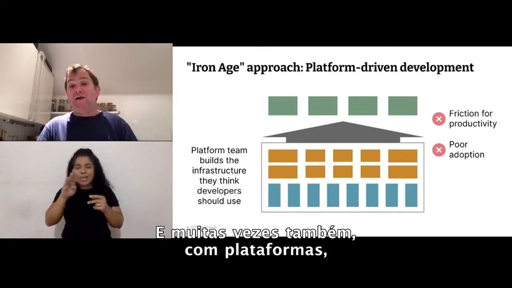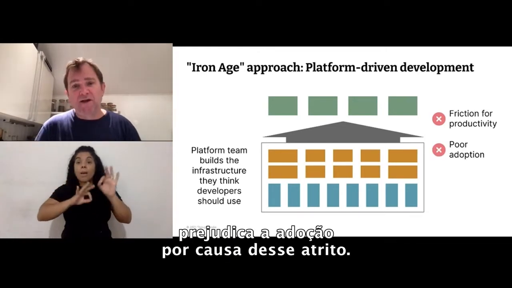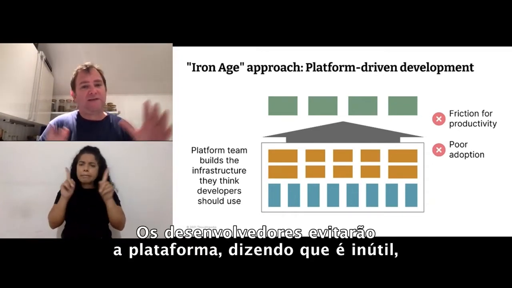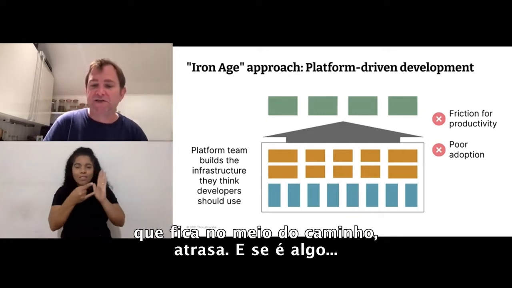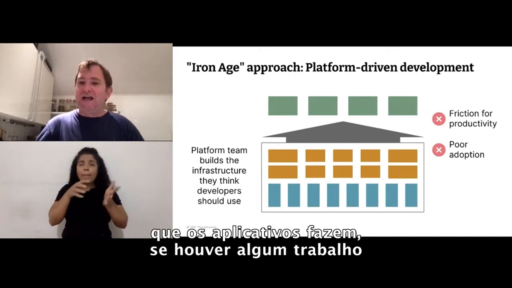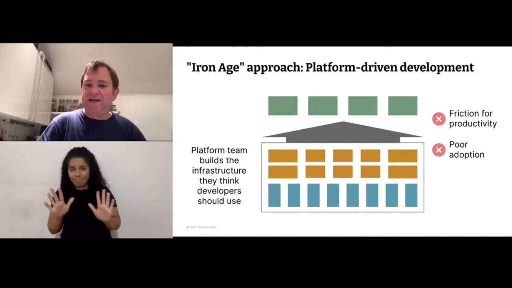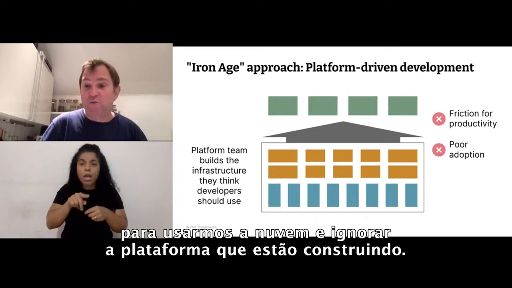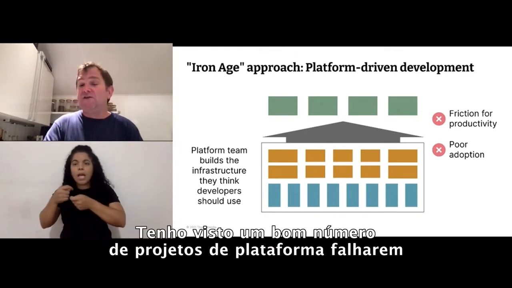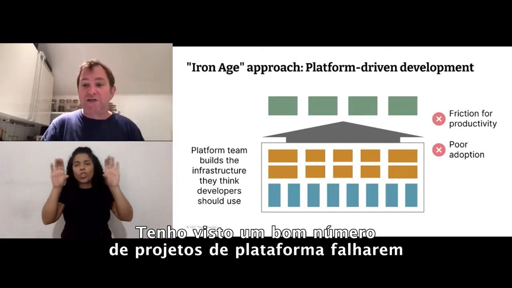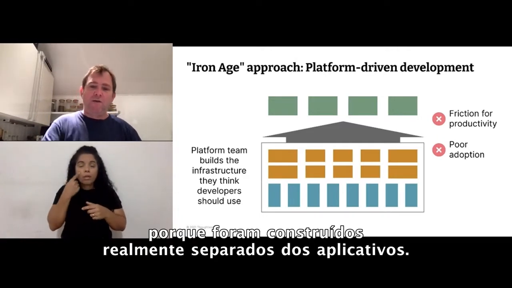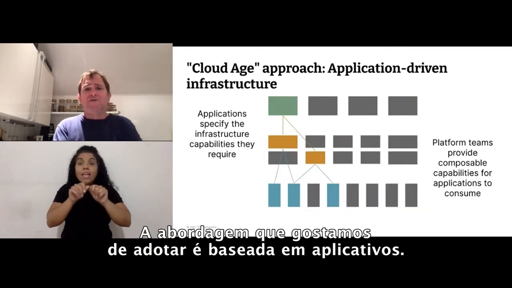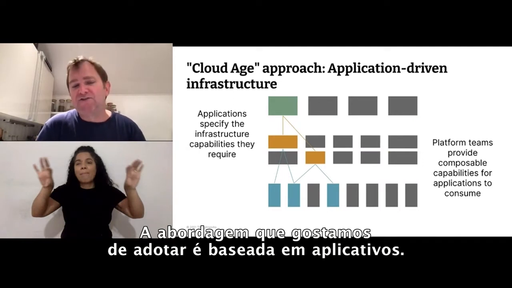And oftentimes with platforms, that friction hurts adoption. Developers will avoid using the platform because they say it's not useful to us, it gets in our way, it slows us down. And if the work the applications are doing is considered high value to the business, stakeholders will often tell them, well, okay, just go and use the cloud and ignore the platform that those people are building. I have seen a fair number of platform projects fail because they were built in separation from the applications. So the approach we like to take is application-driven infrastructure.